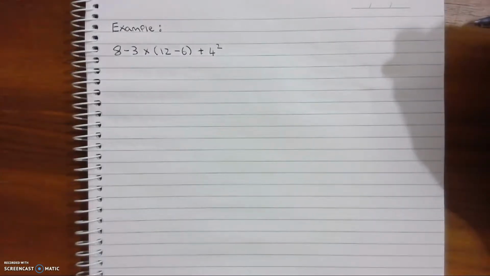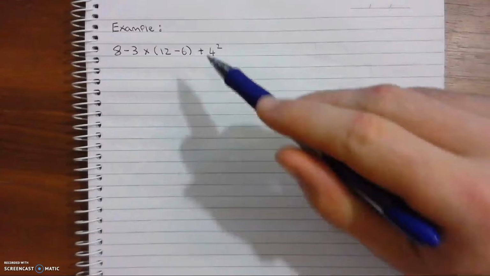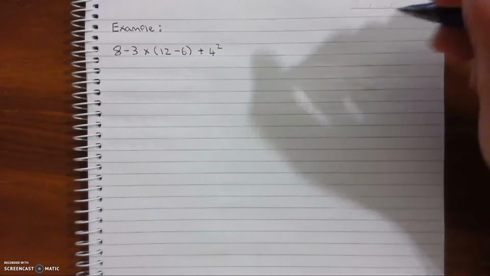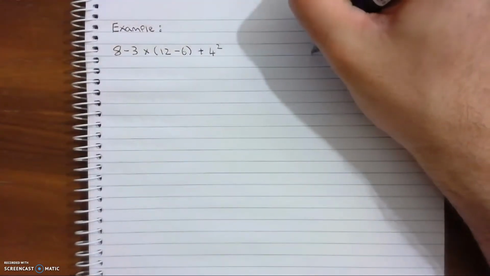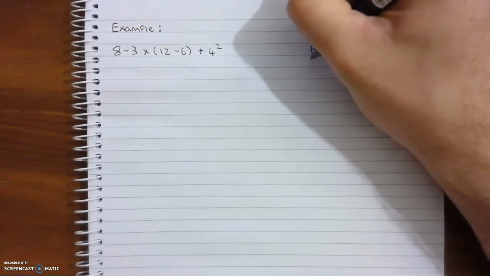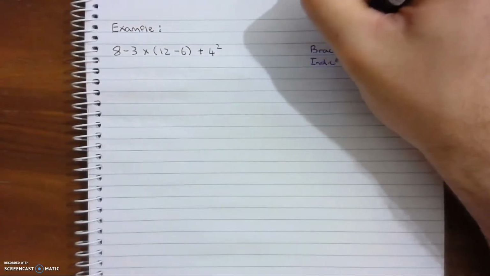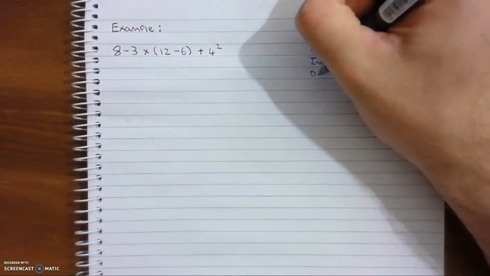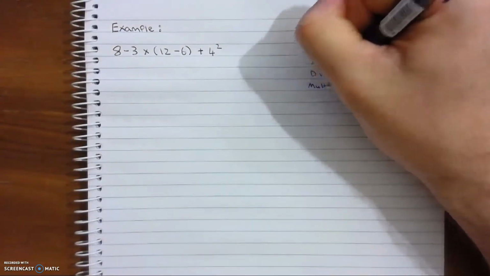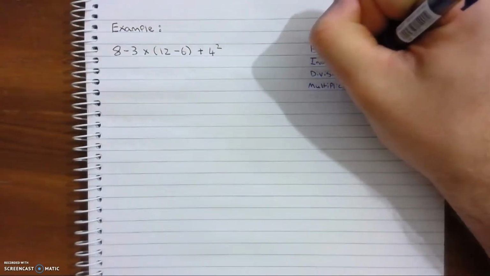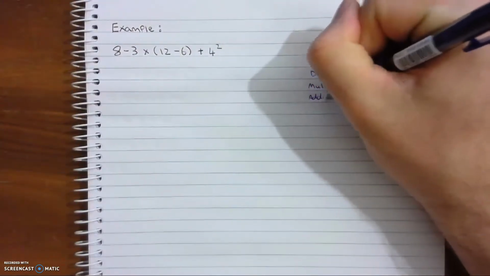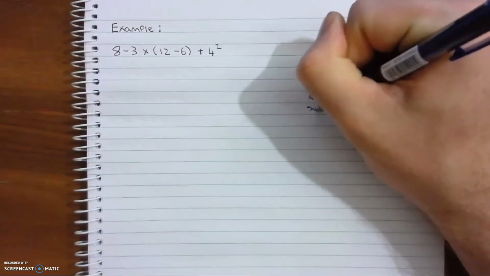This is a good little hint that you might want to do in an exam, if you know you have a bunch of these questions coming up and you want to refer back to it if you ever need to. Okay, so BIDMAS. B stands for brackets, I for indices, D for division, M for multiplication, A for addition, and S for subtraction.